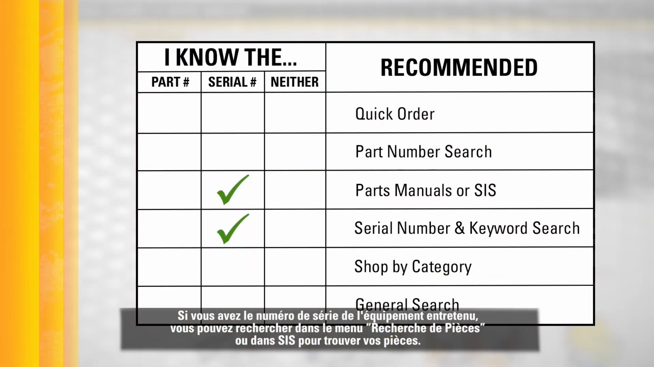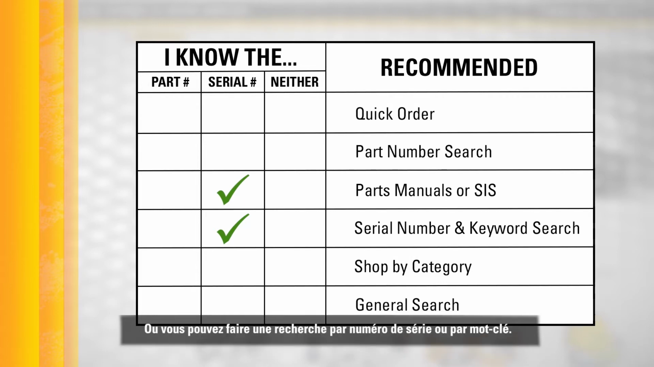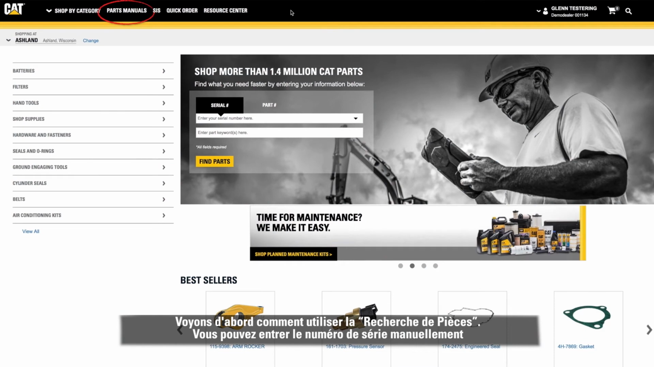If you have the serial number of the equipment being serviced, you can search the Parts Manuals, or SIS, to find the correct parts. Or you can do a serial number and keyword search. Let's first look at how to use the Parts Manuals.